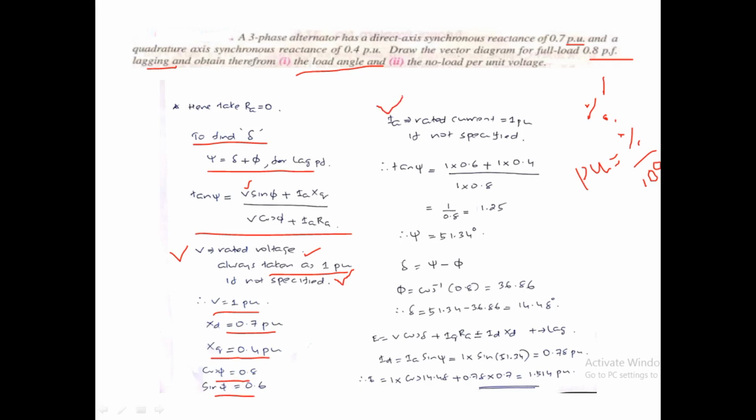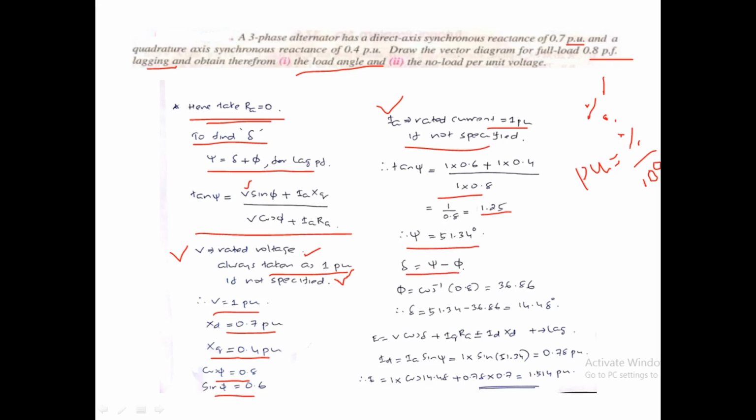IA, rated current, is also not given. Then you take it as 1. Any rated value you can take as 1 per unit. So now all the values should be substituted. V is 1, sin phi is 0.6, plus IA is 1, and XQ is 0.4, divided by V cos phi plus IA RA. Actually RA is not given, so assume RA equal to 0. If RA is not given, you have to assume it as 0. So this answer will be 1.25, and psi you can find from that, and from that you can find delta.